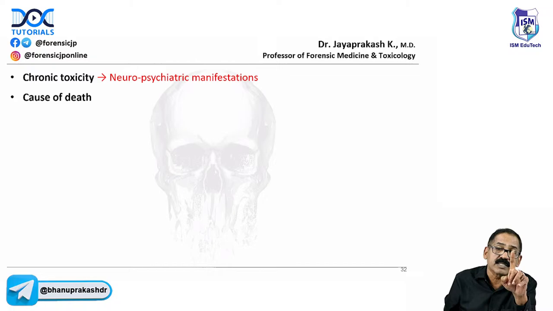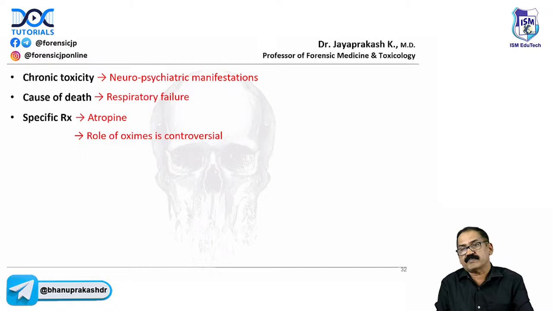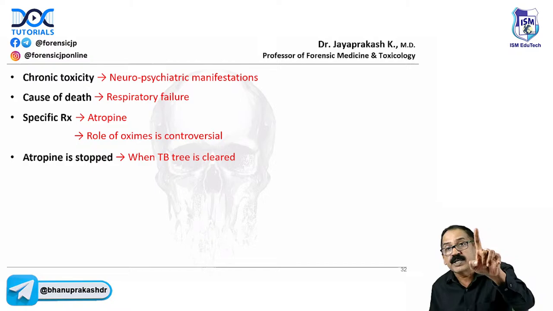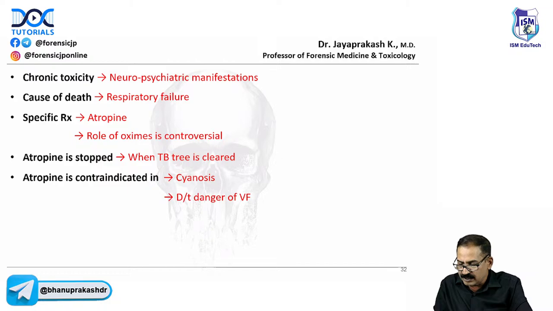Cause of death is always respiratory paralysis. Specific treatment is not oxime. Specific treatment is atropine. Role of oximes is controversial. Some authorities say that it does not help at all. But even today, everywhere, doctors are giving that. What is the indication for stoppage of atropine? Atropine is stopped when the tracheobronchial tree is cleared. Atropine should not be given in case of cyanosis. It is contraindicated in case of cyanosis due to the danger of ventricular fibrillation.